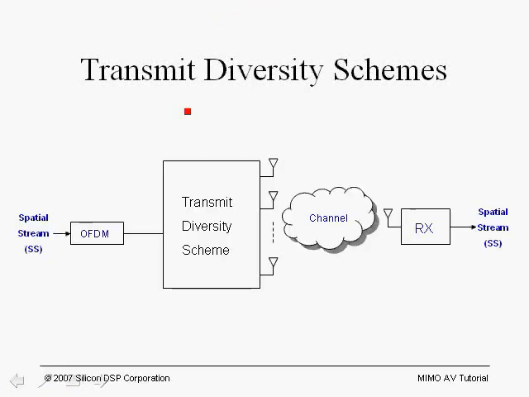In this section, we will discuss transmit diversity schemes that are used in MIMO OFDM systems. For example, in 802.11n, there are two diversity schemes that are used for transmit diversity. One is the space-time block coding and the Alamouti scheme, and also cyclic delay diversity. We will cover both the Alamouti scheme and the cyclic delay diversity scheme, or CDD scheme.